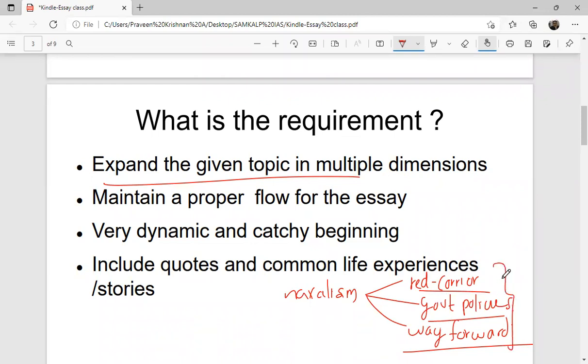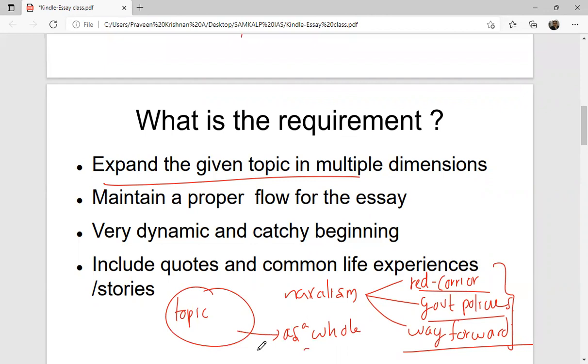Each portion will be allocated marks based on the weightage of the question. This is not happening when it comes to an essay. In an essay, the topic will be given. You have to take the topic as a whole, not in parts. This is the major challenge.